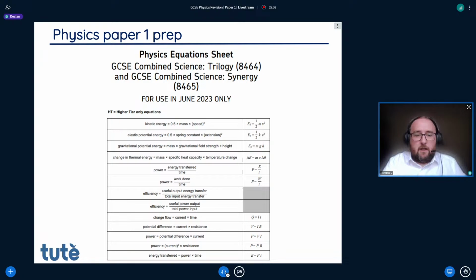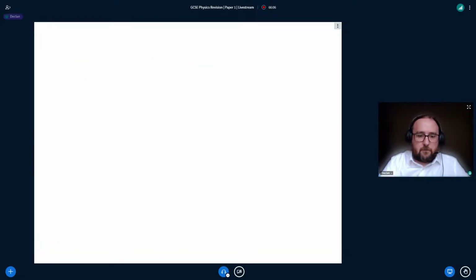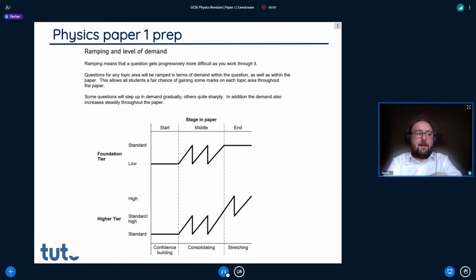And then your equation sheet. You're the last year that's going to get it. After you guys, the people have got to remember them again. So think yourselves lucky. And then we're looking at the demand of the questions.